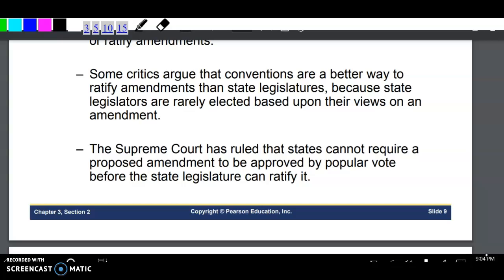So this is important. The Supreme Court has ruled that states cannot require a proposed amendment to be approved by popular vote before the state legislator can ratify it, which means that lawmakers can create an amendment to the Tennessee Constitution and the governor can sign it, and it can become an amendment to our state constitution without the people ever having a vote. And the Supreme Court has allowed that to happen.